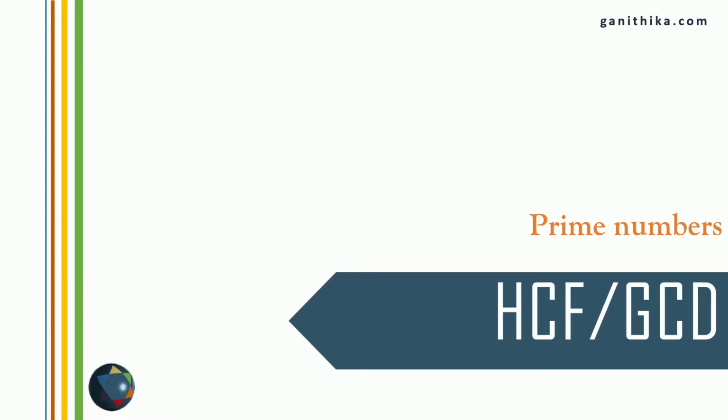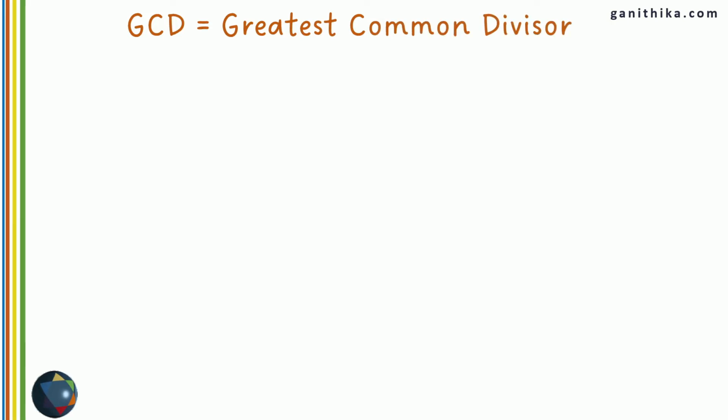Now let's go on to the important part of this video, HCF, which is also called GCD. HCF is highest common factor, GCD is greatest common divisor. So both are the same. In some educational systems we use GCD, in some other systems we use HCF. So according to your system, you can consider which one you are using here. I'll be discussing both of them in this video.